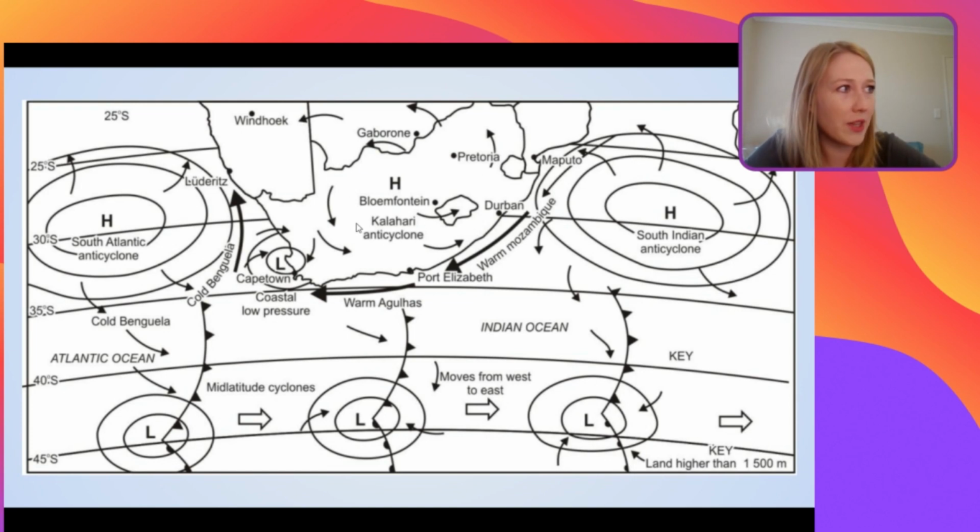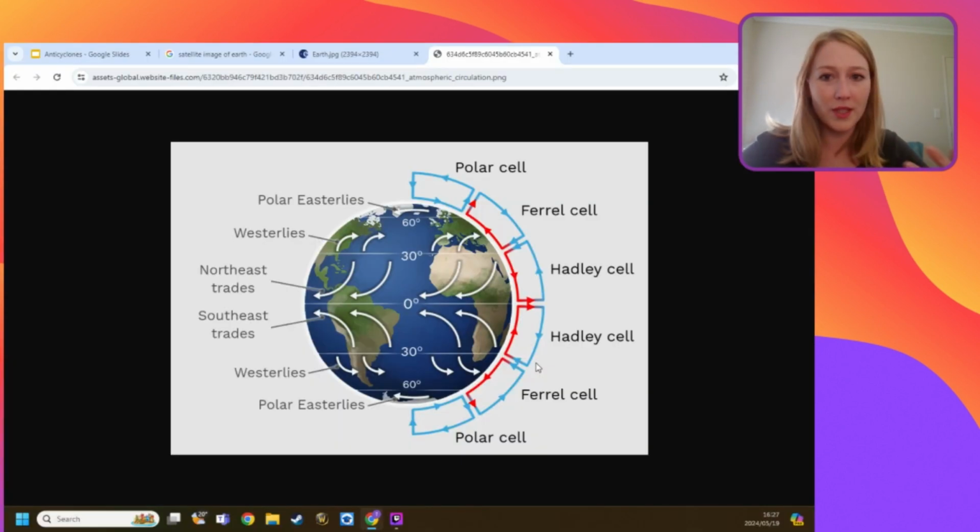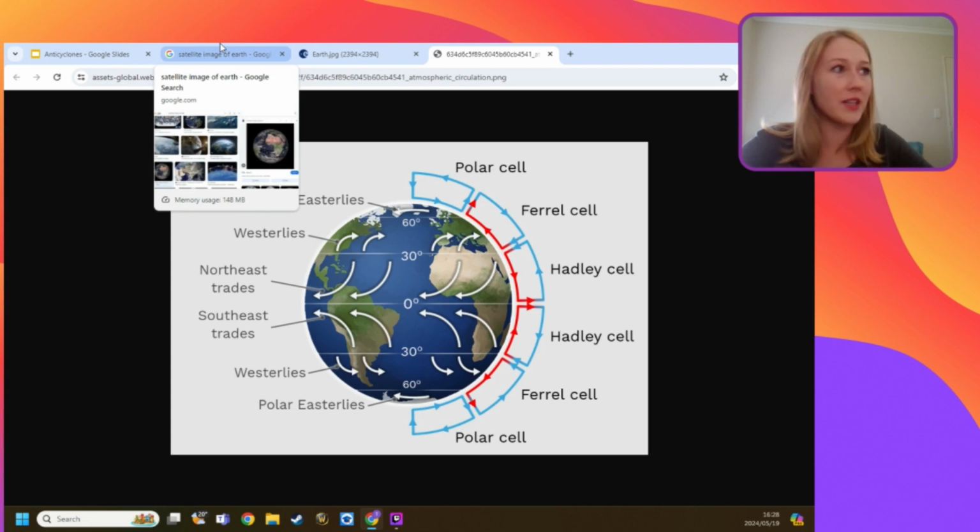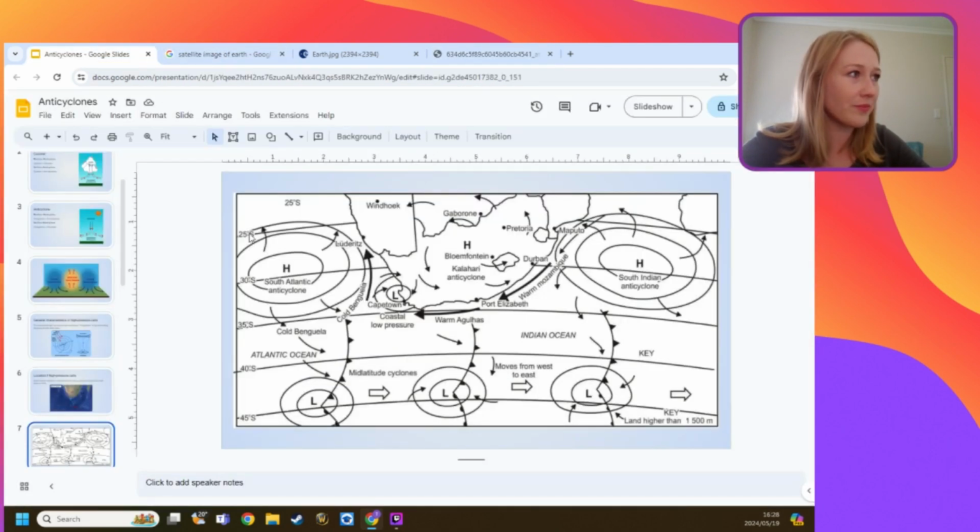We also have one that we refer to as the Kalahari anticyclone. The Kalahari anticyclone isn't like the other cyclones along that section. It's more season dependent. So it's related to if it's summer or winter. It doesn't disappear, but we don't always see it on the map all year round.